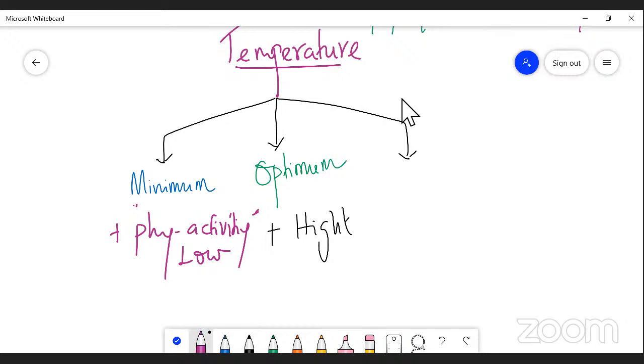Whereas in maximum temperature, what will happen? If temperature is available at a maximum level, the physiological activities are going to be totally stopped.